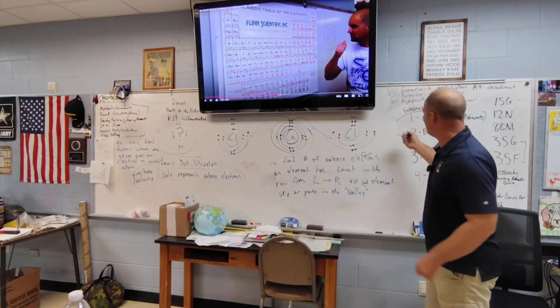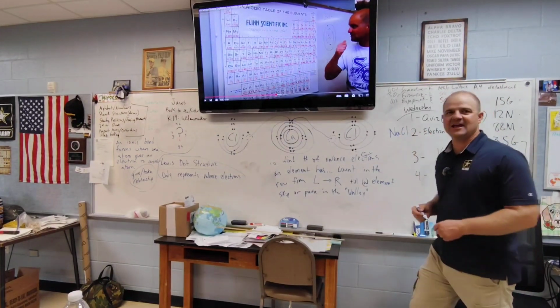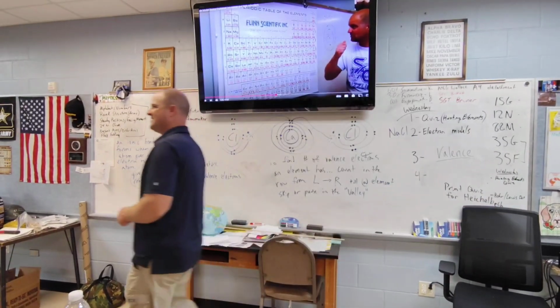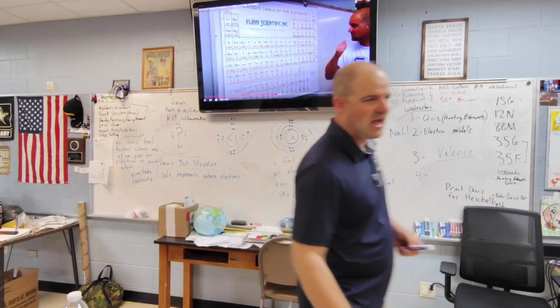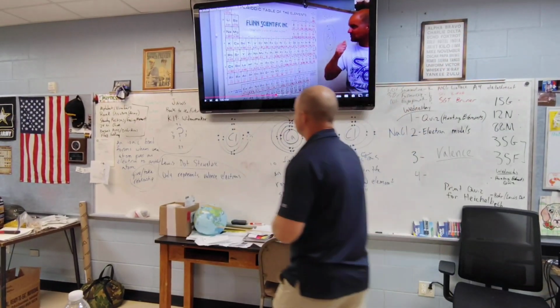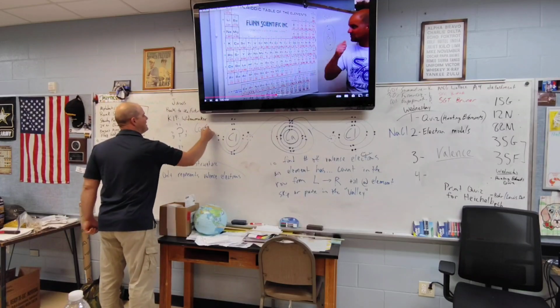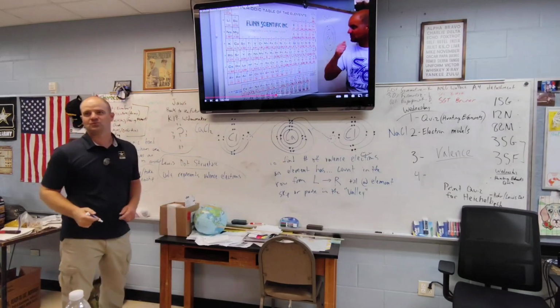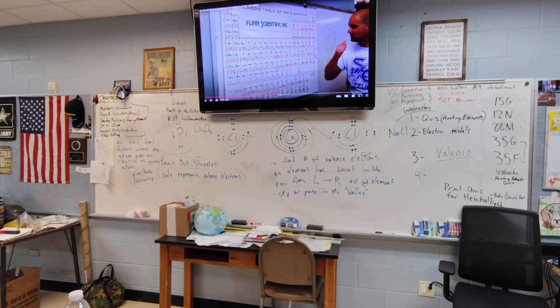Guys, so check it out. The last one we did for ionic was sodium chloride, NaCl. What is this? CaCl. How would we write it? Yes, Ca, calcium, Cl2, because it's got 2 chlorines. Does that make sense?